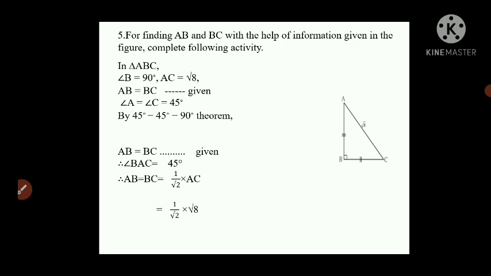So again, next blank, see, 1 upon root 2 multiplied by root 8 is given. Now see, 1 upon root 2 into root 8. Now root 8 is not a perfect square. So what we will do? We will take root 8 as root of 4 into 2. 4 2s are 8. So 4 is a perfect square of 2. So see now, 1 upon root 2 into 2 root 2. I wrote 2 and root 2 remains same. Here see, root 2 cancelled. 2 is left. So the answer is 2 units.